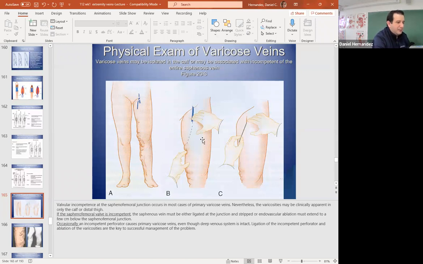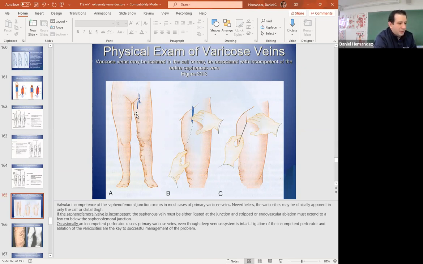So the patient may not present with varicose veins at the level of that incompetent valve, and only present with more distal varicose veins. But that's where our venous insufficiency, our reflux tests become quite critical. We're going to learn about that in a little bit.